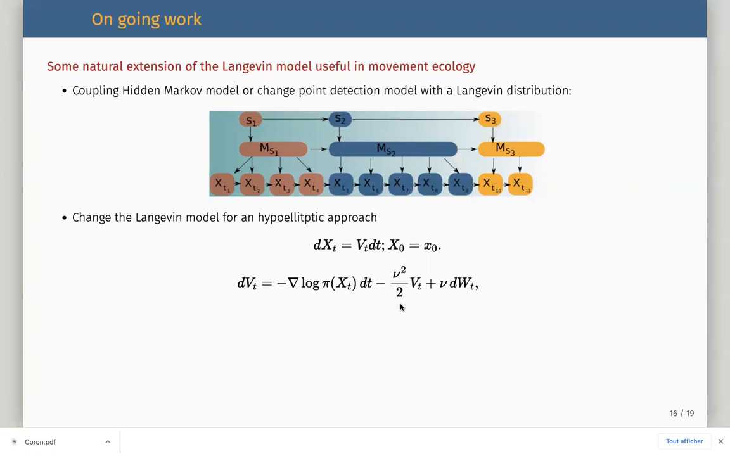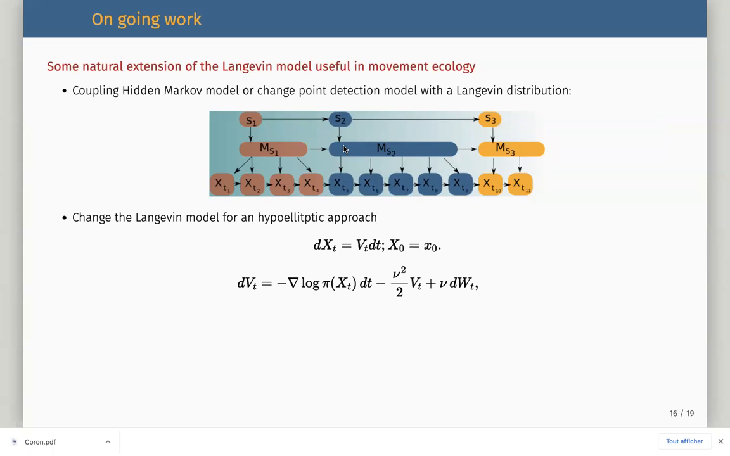There is also the idea that we had before, that the preference of habitat could change depending on the internal state of an individual. Of course, when a roe deer wants to hide from a predator, they tend to have some habitat preference, which is different from the moment they want to be fed. And so we'd like to explore having some hidden Markov model with a Langevin model.